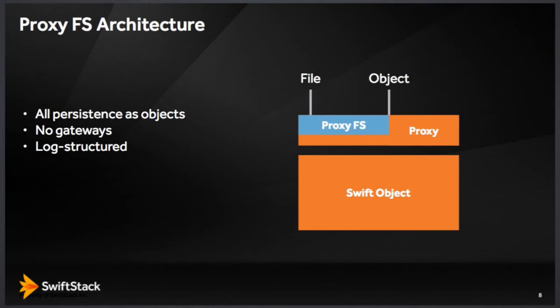So, the architecture. We're creating Proxy FS as a parallel tier to the proxy access. And what the proxy does is route requests to that storage tier. And Proxy FS will also use that object tier to store the bits of data that we need. Now, the advantages here are that we don't have any gateways and that we can treat everything as native objects inside of Swift, exactly the way the storage is working today.